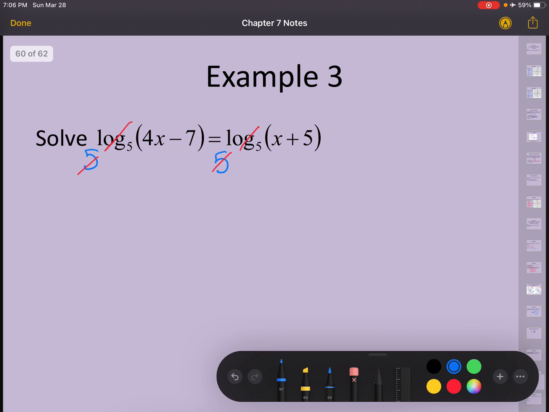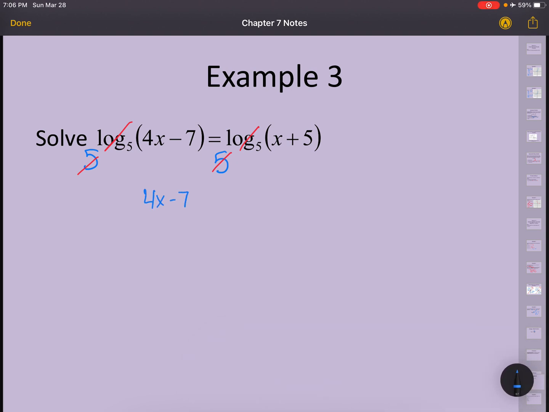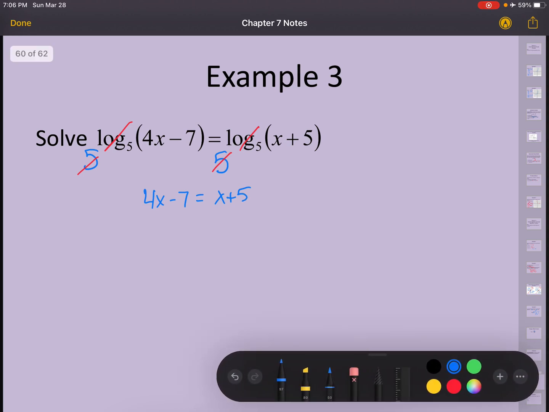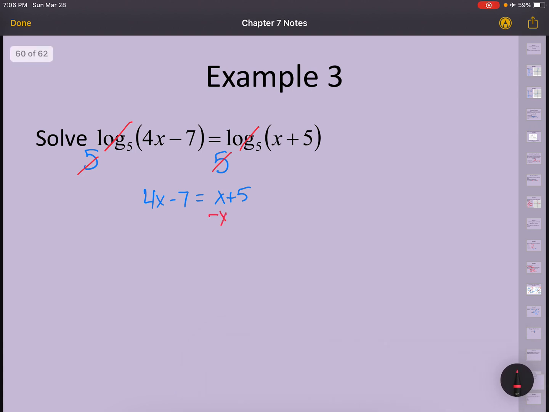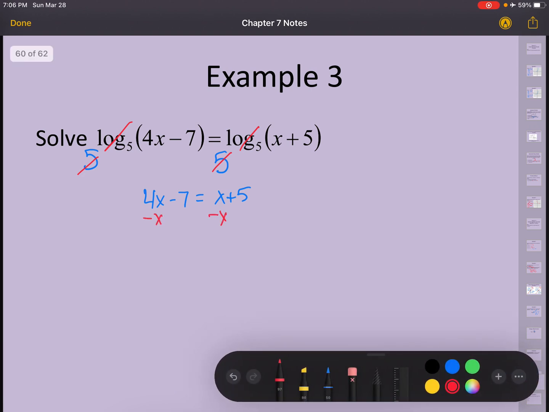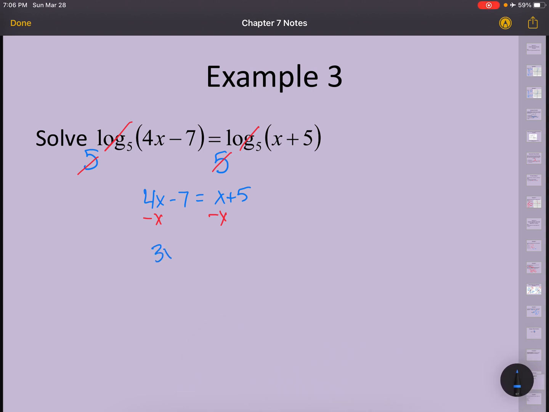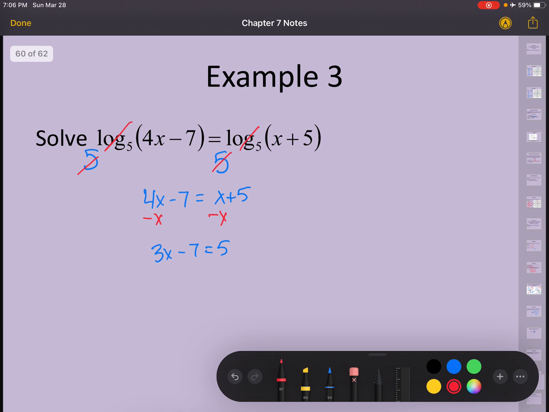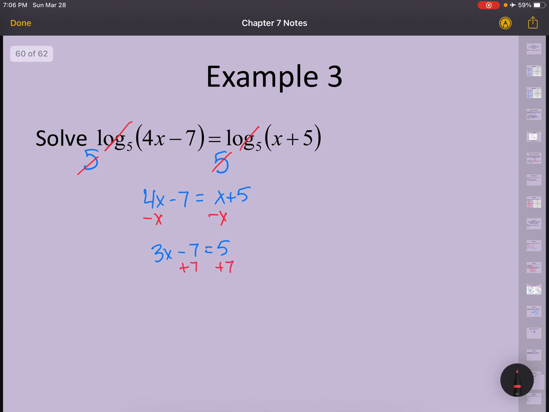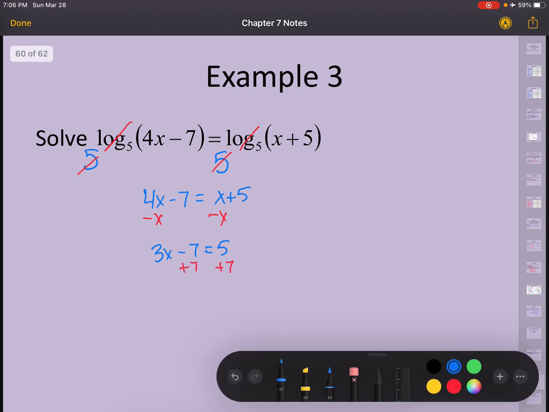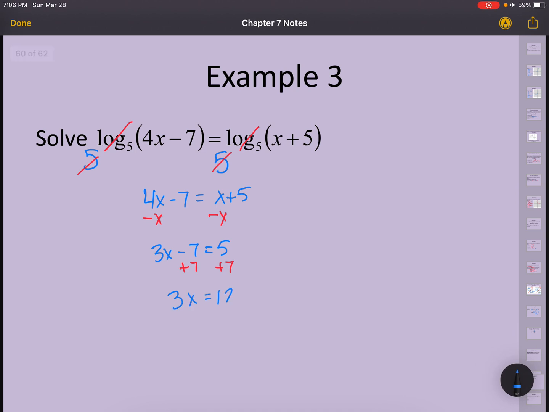So we're going to be left with 4x minus 7 equals x plus 5, which is an equation that we can now solve. In this case, I can move my x over by subtracting. So I'll get 3x minus 7 equals 5. And then if I add the 7 over to the right side with the 5, I get 3x equals 12. And then I can just divide by 3 to where x equals 4.